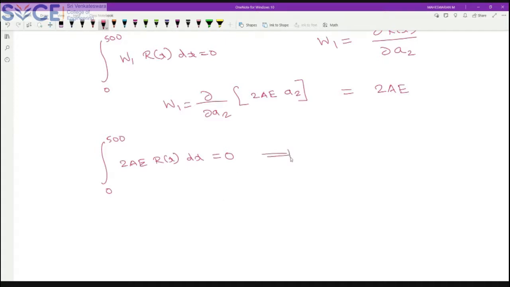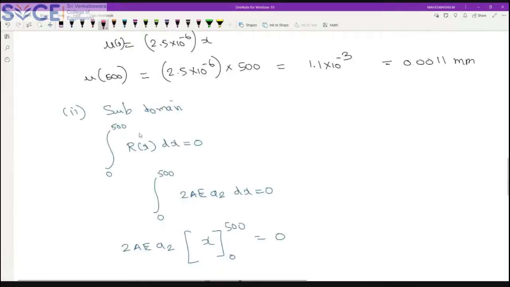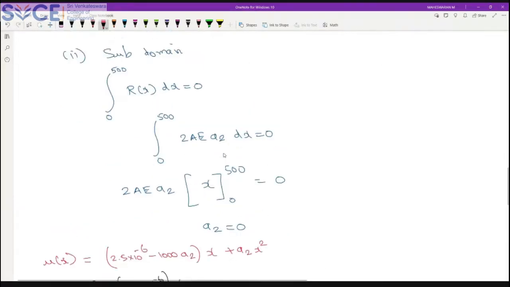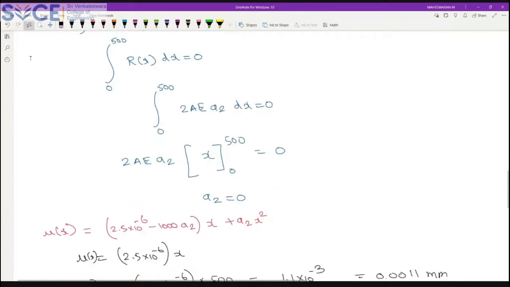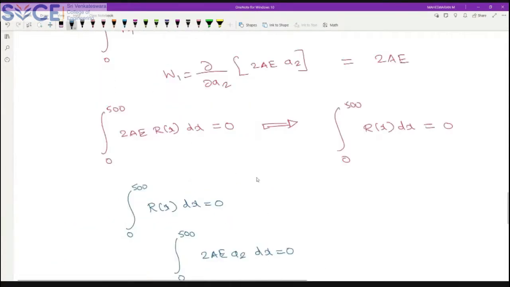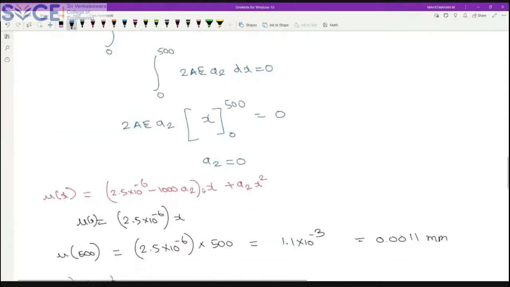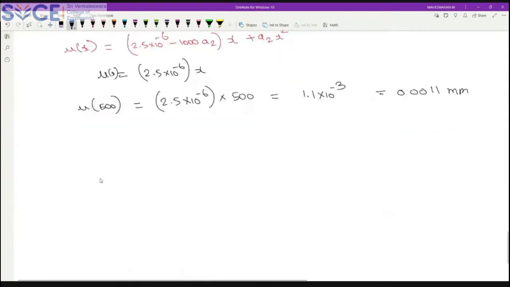So I can rewrite it like this: integral 0 to 500 of R of x dx is equal to 0, because 2AE is a constant. Bringing it to the other side, that becomes 0, so you have only this term. This is nothing but what we solved previously for subdomain: integral 0 to 500 of R of x dx is equal to 0. There is no change in this least square also. All are the same here, so I'm not going to repeat it again.